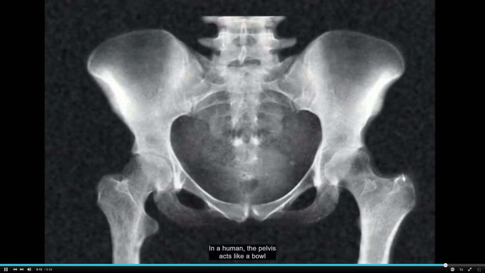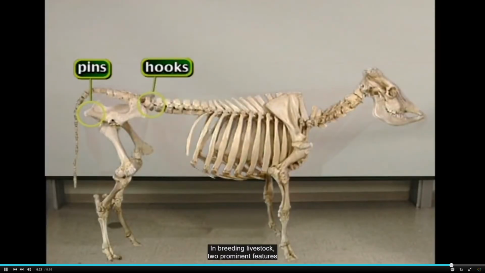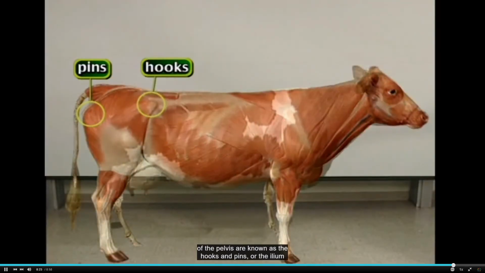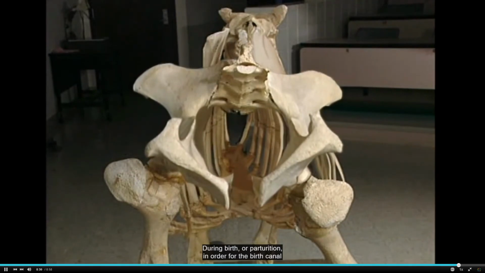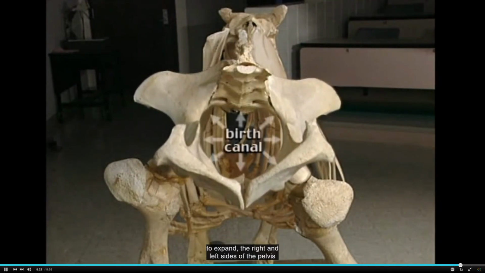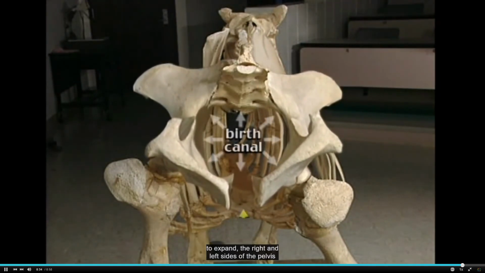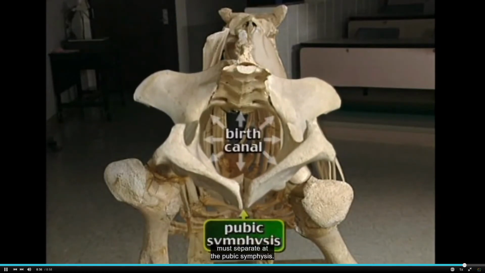In a human, the pelvis acts like a bowl to support the organs of the abdomen, or in a pregnant woman, the baby. In breeding livestock, two prominent features of the pelvis are known as the hooks and pins, or the ilium and the ischium. During birth or parturition, in order for the birth canal to expand, the right and left sides of the pelvis must separate at the pubic symphysis.